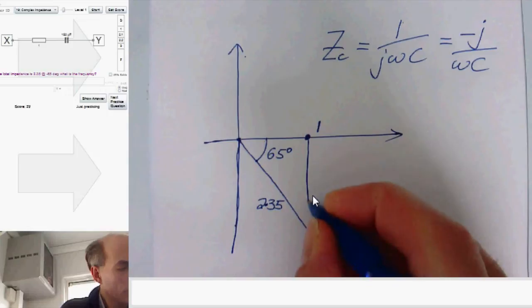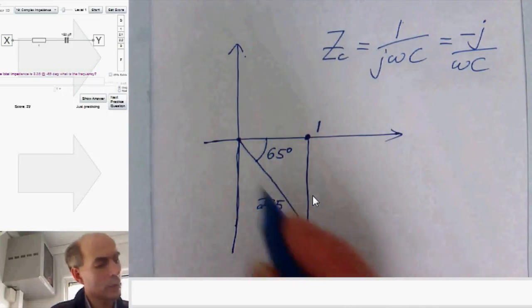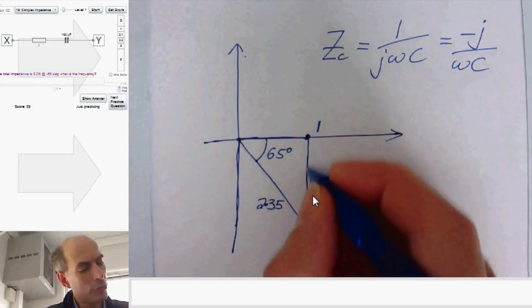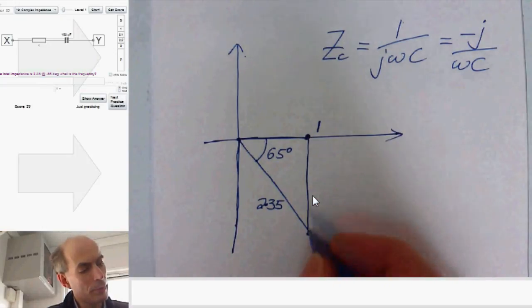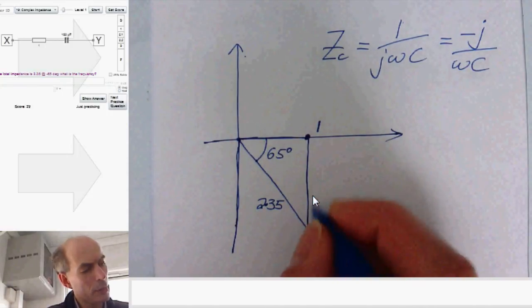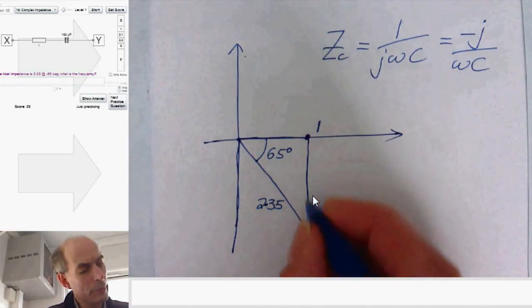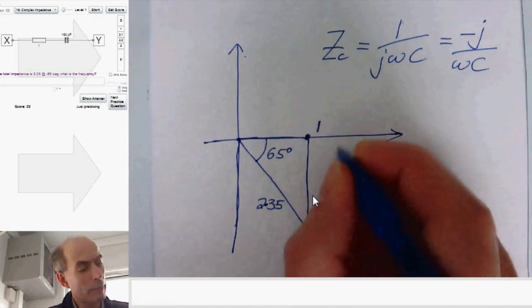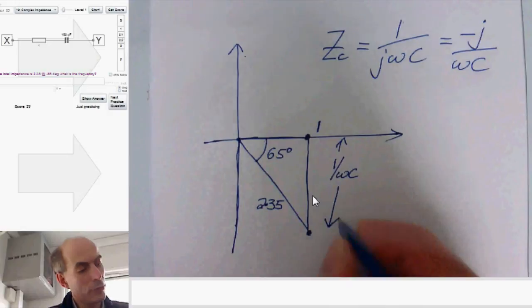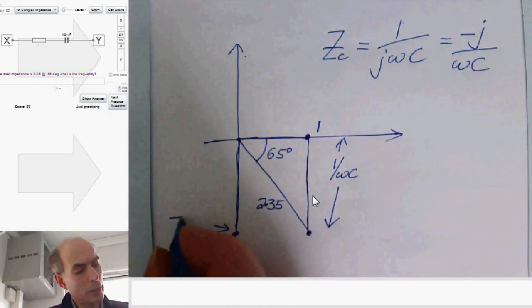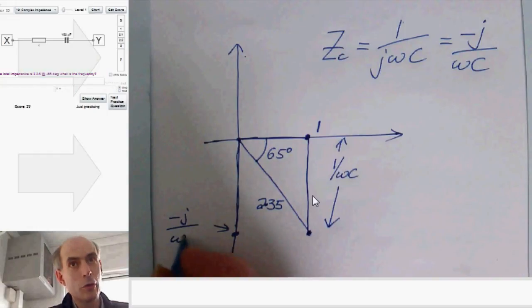I can complete this triangle here. So the total impedance will be 1 plus this distance here, and that would be minus J omega C. So the length of this line here is just going to be 1 over omega C. That's that distance there, because that point there is minus J over omega C.